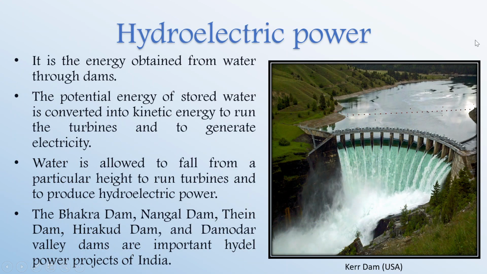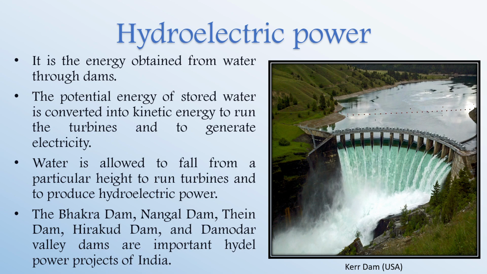First of all, we will discuss hydroelectric power. Energy obtained from water is known as hydroelectric power. The potential energy of the stored water behind the dam is converted into kinetic energy to run the turbines and to generate electricity. As you can see in the figure, water is allowed to fall from a particular height to run the turbines and to produce electricity.